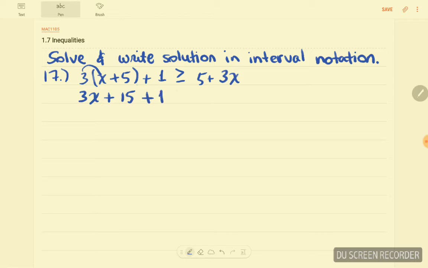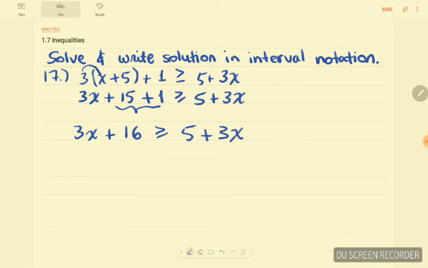So first, I'm going to simplify by distributing the 3 multiplied times x and also times 5. And now I'll combine like terms. So I have 3x plus 16. And now that I have both sides of my inequality simplified, I'm going to set this equal to 0. So I will subtract 3x from both sides.